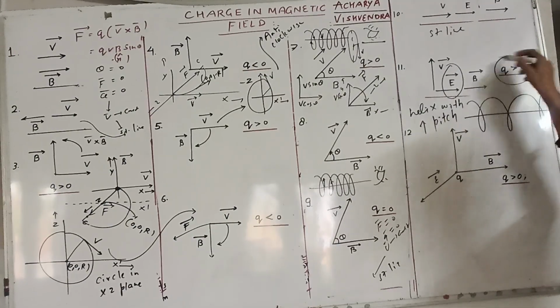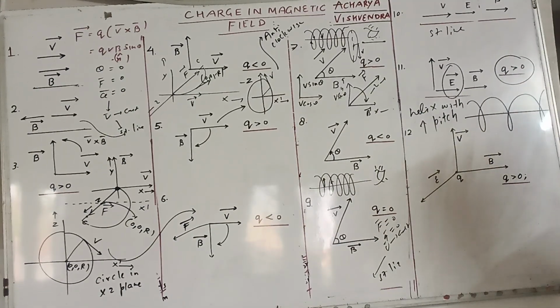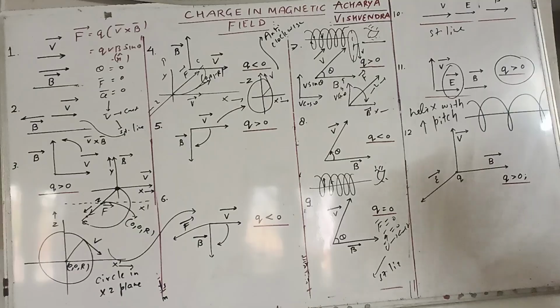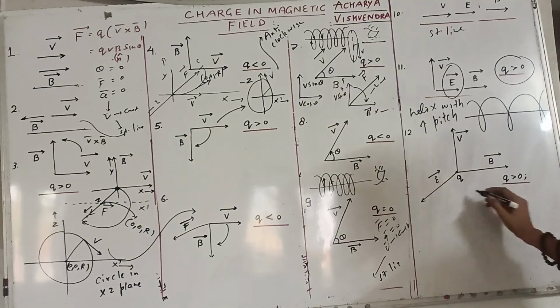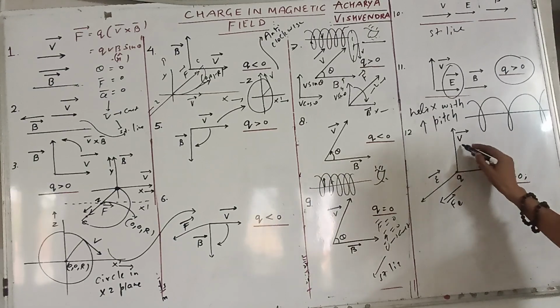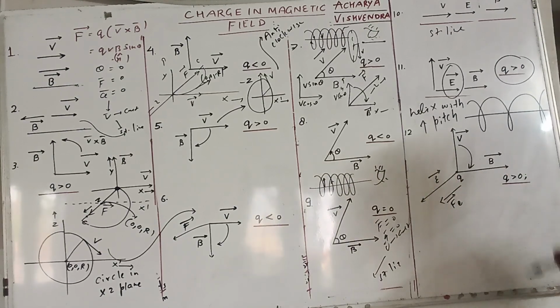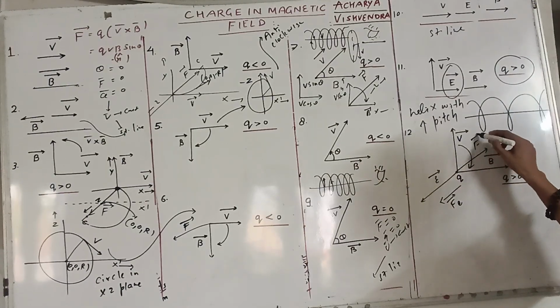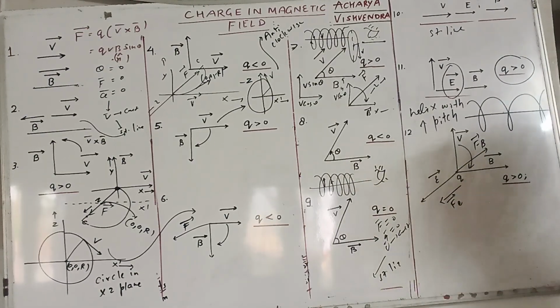And assume that Q is positive. There is one interesting case: if electric field, magnetic field, and velocity are all perpendicular to each other. So let us see what happens. If the charge is positive, then we have the electric force along the z axis, and we have V cross B, which is clockwise down the plane. So this will be the magnetic force. We can say that the electric and magnetic forces are opposite to each other in both cases.